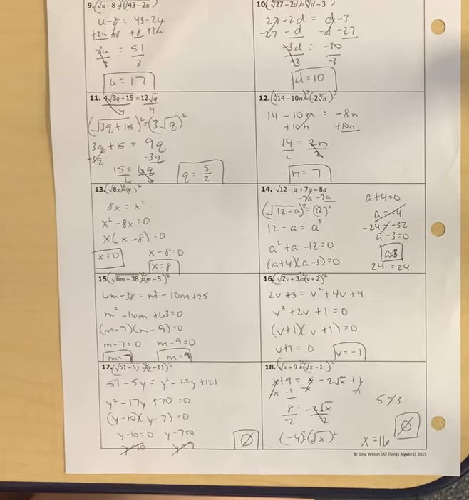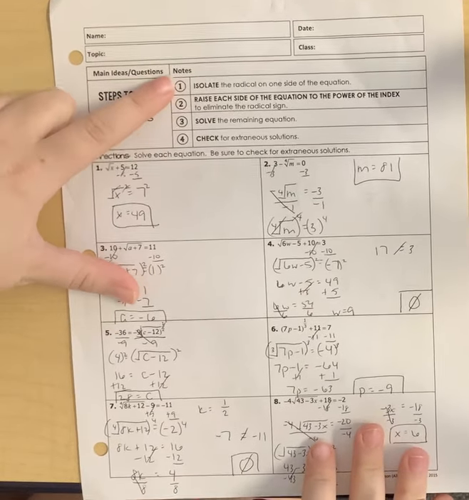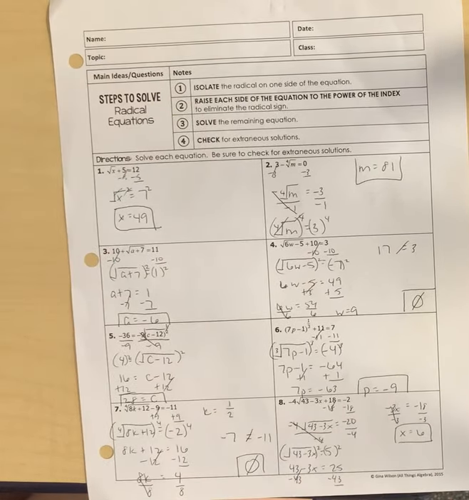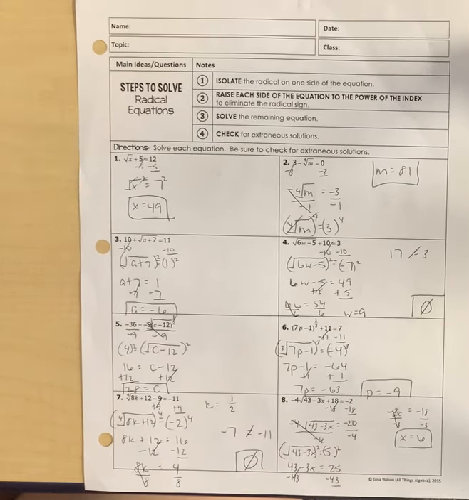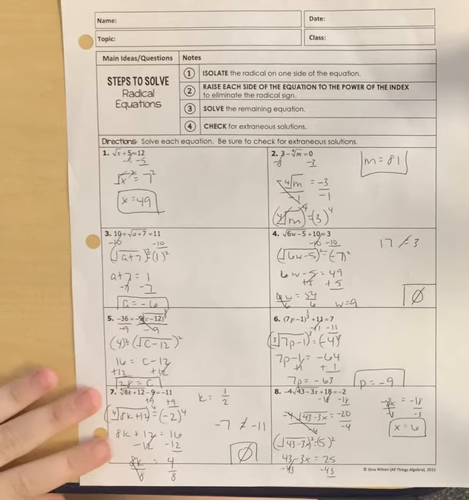Okay, all right, so this is solving radical equations. Just remember you want to isolate your radical and then raise each side of the equation to the power of the index to eliminate the radical sign, then solve the remaining equation, and always check to see if you have extraneous solutions.